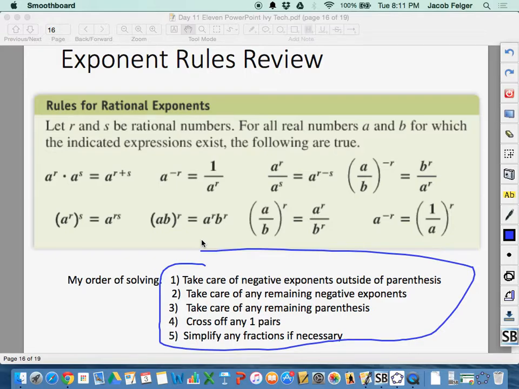You always want to take care of negative exponents outside the parentheses first. So if you had 5 squared to the negative 3, you're going to take care of that first by making it 1 over 5 squared to the positive 3. You're always going to do your bunk bed stuff first. Any remaining negative exponents, if it's in a fraction, flip-flop them like bunk beds. So bunk beds first. Take care of any parentheses next, and then you cross off your pairs and simplify fractions. It's in the video if you don't want to write it down, and you can go back and check it out.